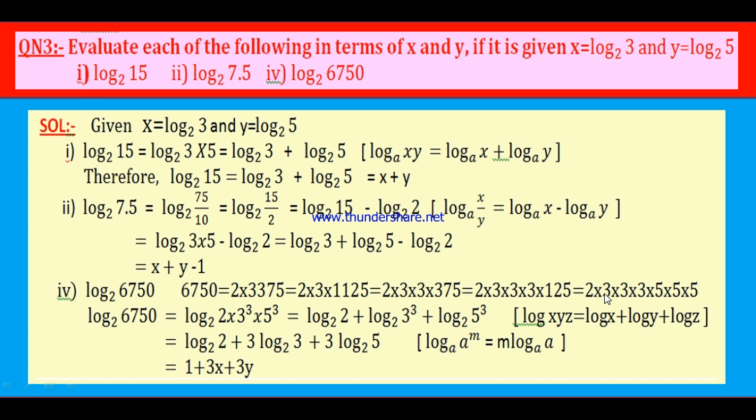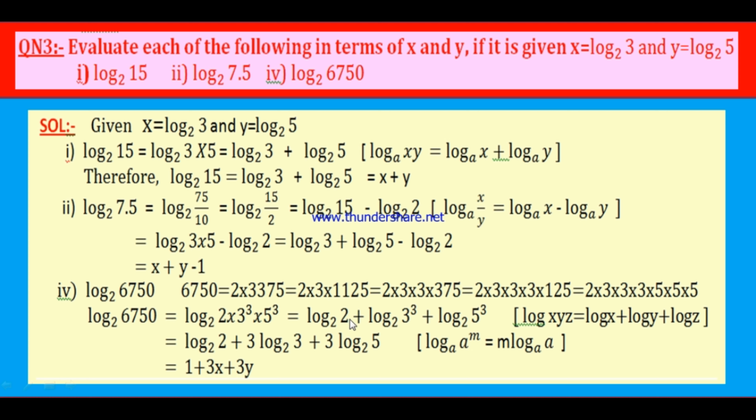This 125 can be written as 5 into 5 into 5. Therefore, finally, the prime factorization of 6750 you can write as 2 into 3 cube into 5 cube. Log 6750 to the base 2 is equal to log of 2 into 3 cube into 5 cube to the base 2, which is in the form of log x into y into z. Log of x into y into z is nothing but log x plus log y plus log z in expanded form. Therefore, let us expand this.